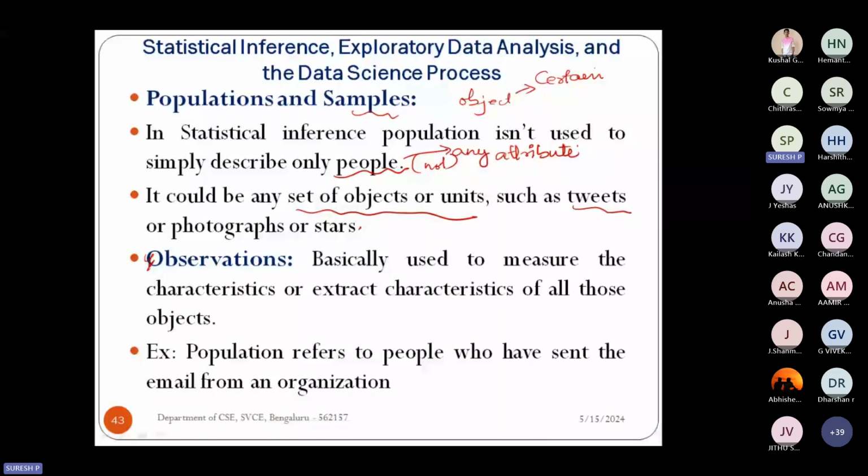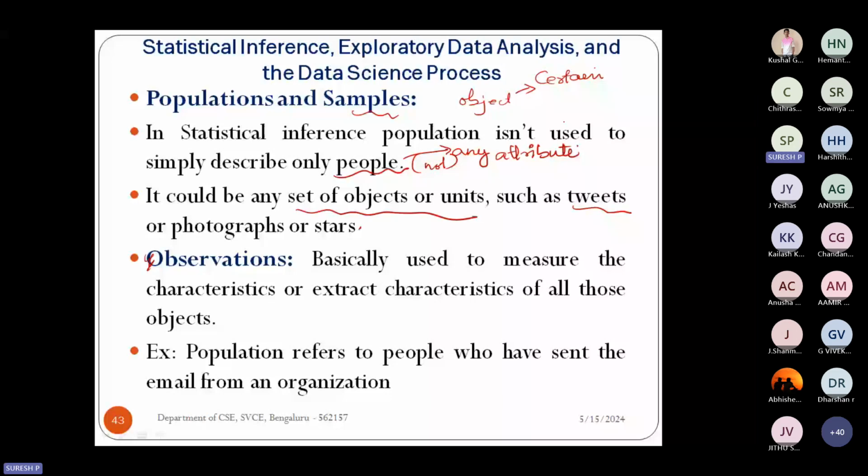So you select the object depending upon the population. The population will be the entire set of objects. From that entire set, I don't require all the objects to come to the decision. I require only some samples to come to the decision.